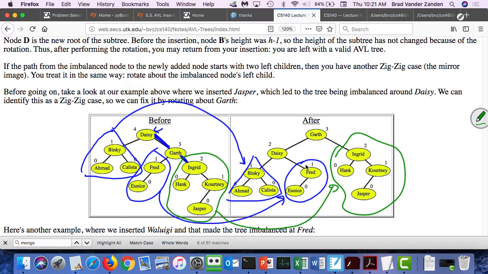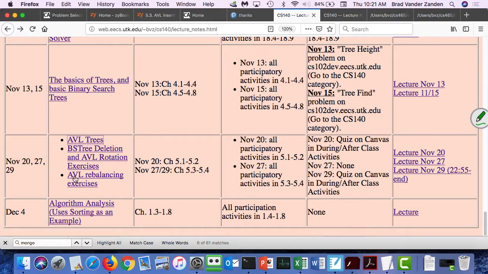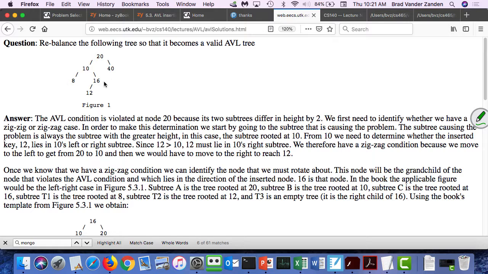Okay. So it's your turn. We have some rebalancing exercises. So I'm going to give you about 5 minutes to work on this. You can work on it with a neighbor. This is much like you will see on the exam next Thursday, so good practice. So you've inserted 12 into this AVL tree. It's no longer balanced. You need to rebalance it. So you first need to identify the first node where the imbalance occurs, and then you need to rebalance about that node. So 12 has been inserted.